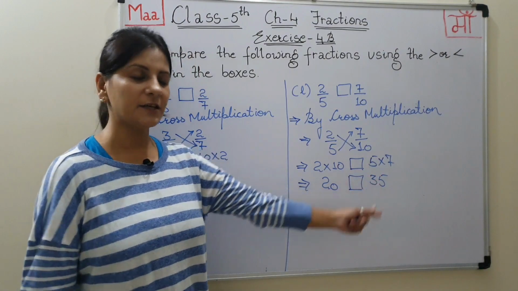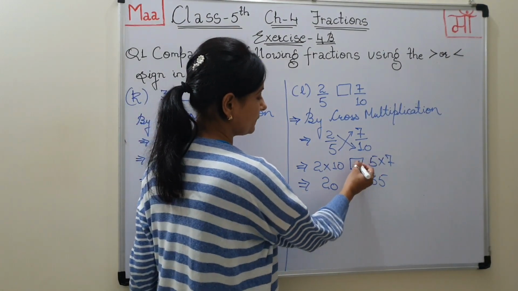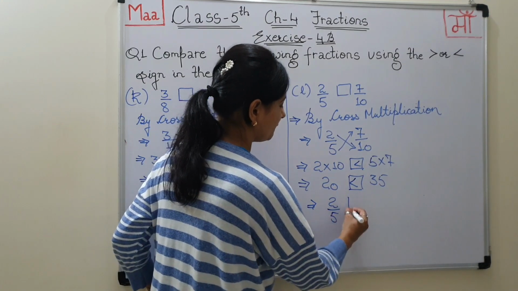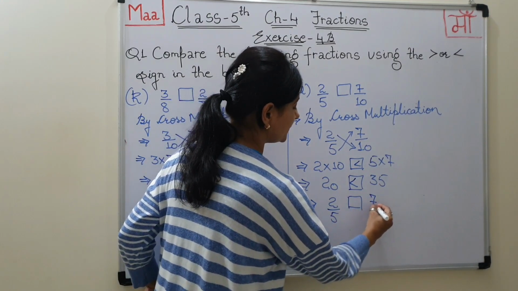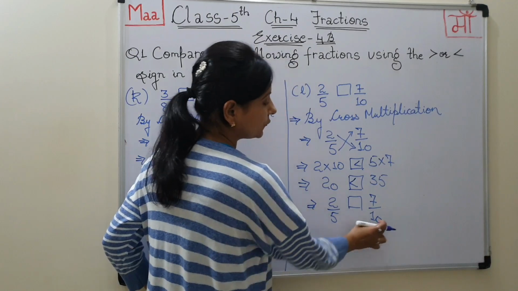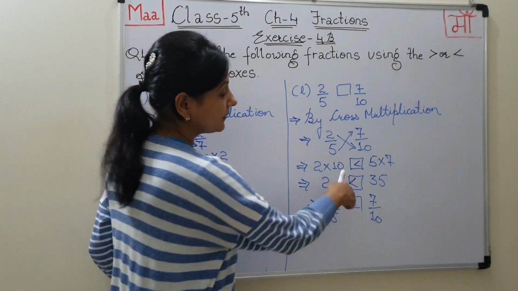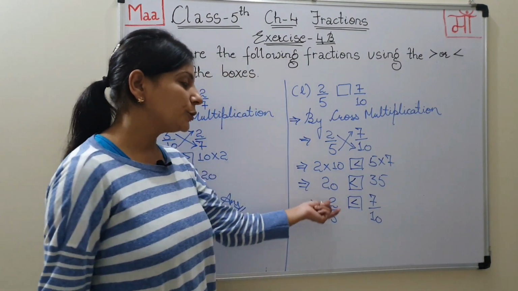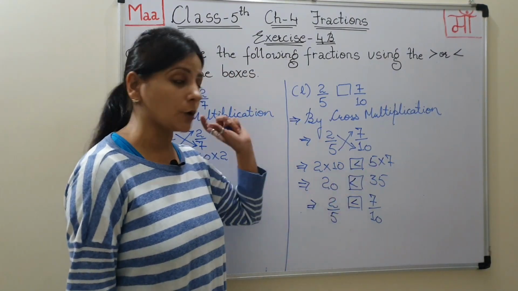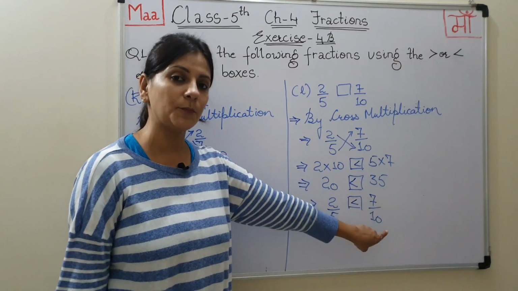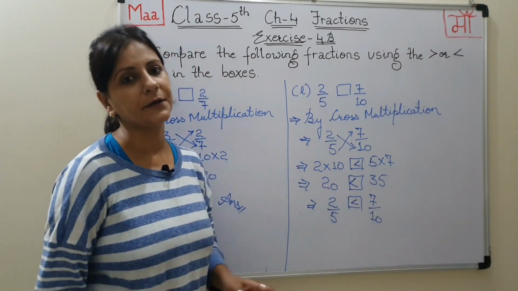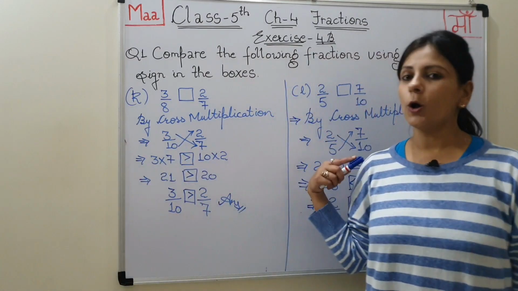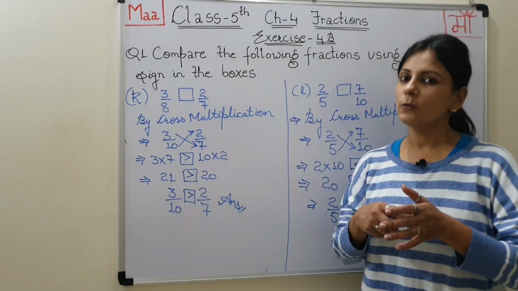So from 20 and 35, the greater one is 35, and now we will write the fractional values again. 2 upon 5 and on the other side it is 7 upon 10. So from 2 upon 5 and 7 upon 10, the greater one is 35, that means 7 upon 10. So 2 upon 5 is smaller than 7 upon 10, and 7 upon 10 is greater than 2 upon 5. So like this we have to do all the parts of question number first.